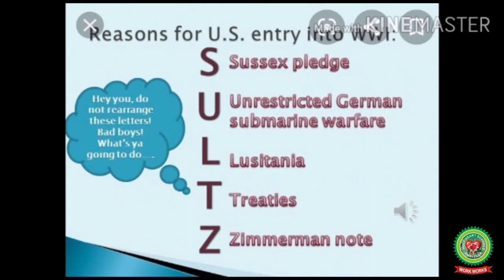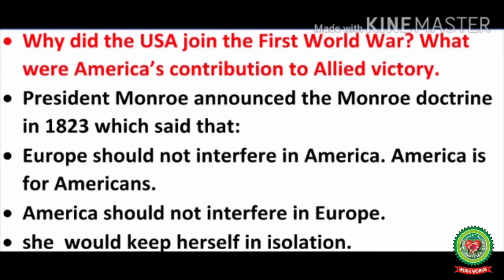In this module, we are going to discuss the reason of US entry in World War I. We'll discuss all these points that you're seeing on your screen: the unrestricted German submarine warfare, the Lusitania, the treaties, the Zimmermann Note, and the Sussex Pledge, which was taken by America. Why did the USA join the First World War? What was America's contribution to Allied victory?